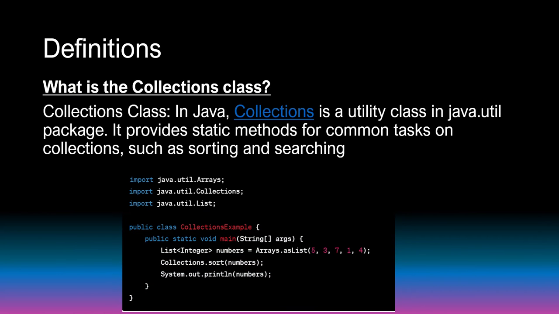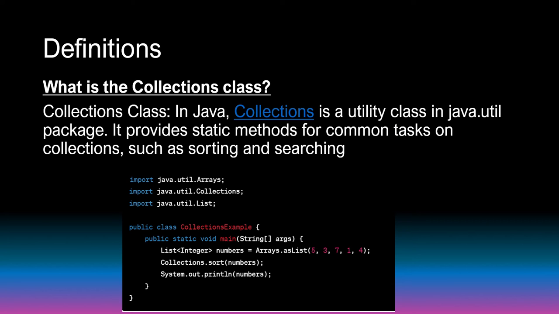So the Collections class, as I said before, is a utility class in the java.util package. It provides static methods for common tasks, such as sorting and searching. So as a reminder, a static method does not require instantiation in order for it to be called.